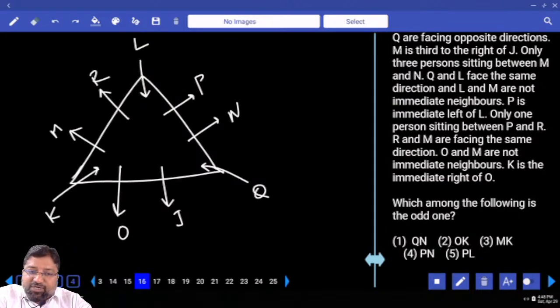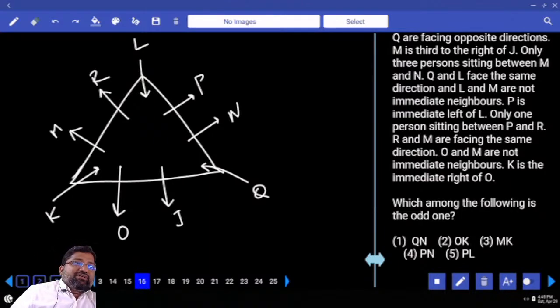Which among the following is the odd one? Q and N, neighbors, right? OK, neighbors. MK also neighbors. PN also neighbors. PL also neighbors. But what is the problem there? PN, because P and N belong to the same direction. In all other options, people are not belonging to the same direction. They are all neighbors, but one is sitting in the corner, one is sitting on the side. But whereas P and N, both of them are sitting on the same side.